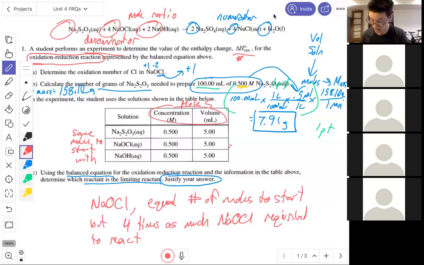And that's what they said to do, is to use the balanced equation and the information in the table above. So as long as you've referenced both things they're asking for, then you've done exactly what it is they're looking for. Again, no calculation required.